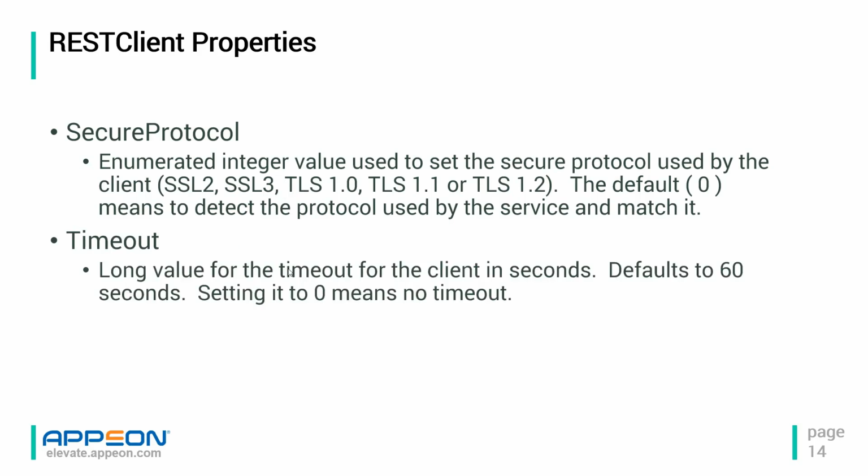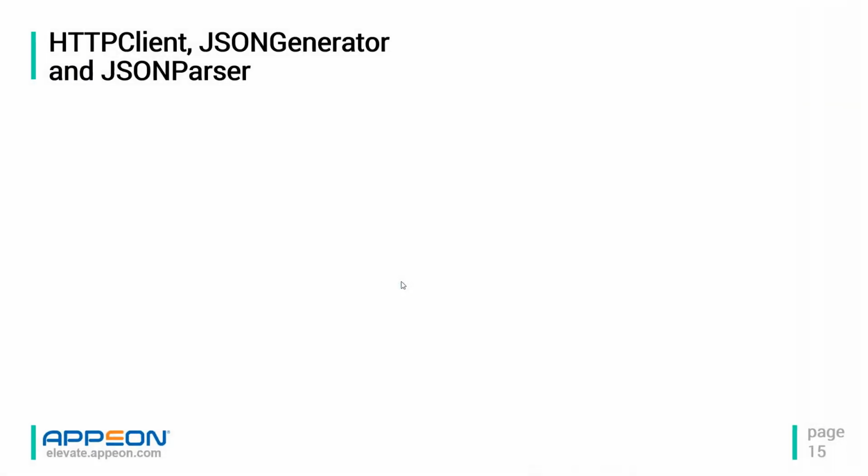And there's also timeout. This is how long the client is going to wait for a response from the web service before it decides to give up. Defaults to 60 seconds. If you set it to 0, it means that you'll wait indefinitely for the service to respond. So that's the REST client. Like I said, it's just for returning data, it doesn't do updates, and it has to be a flat data set.